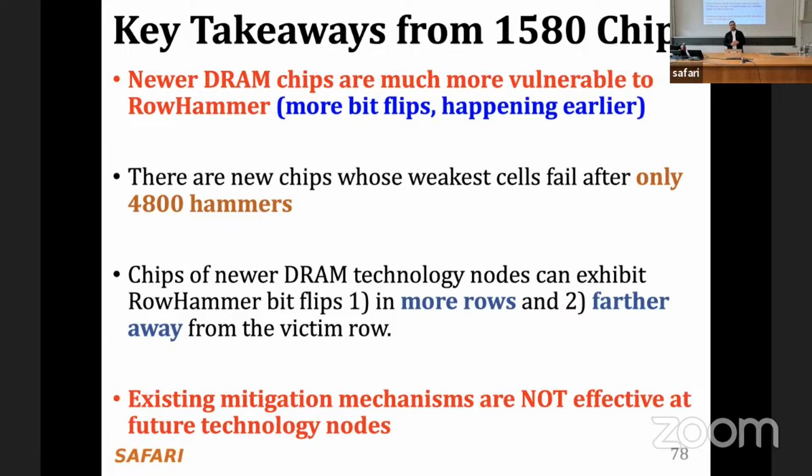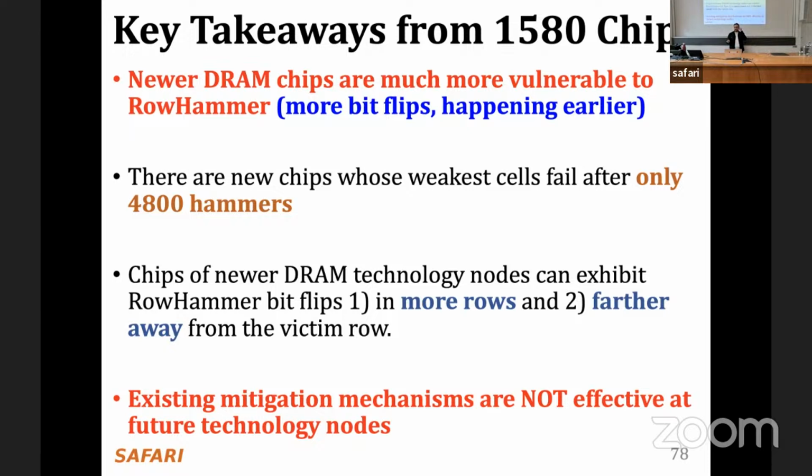And there's something striking: until this point, everybody was assuming that you need tens of thousands of activations to induce a bit flip. But this work showed that you can have bit flips at only 4.8 thousand hammers per aggressor row. Even though this data is striking, even now it can be stale. You will see towards the end of the lecture that we can induce bit flips at much lower hammer counts in today's DRAM chips. So the trend of getting worse is still there.